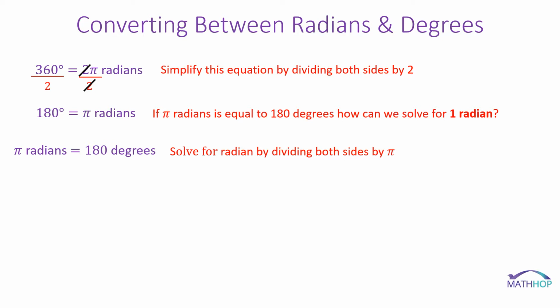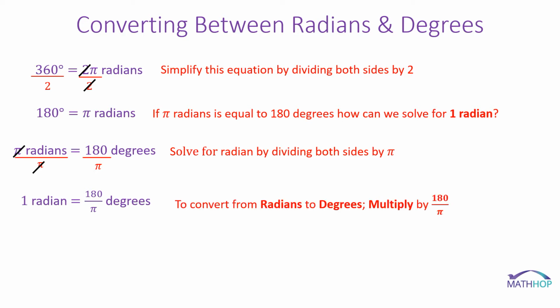You can add it, subtract it, divide it, multiply it. You can do anything you want with it. It is not a variable. So let's divide both sides by pi. The pi will cancel. Left on the left side is 1 radian, and it equals 180 divided by pi degrees. So if I want to go from radians to degrees, I multiply by 180 over pi.